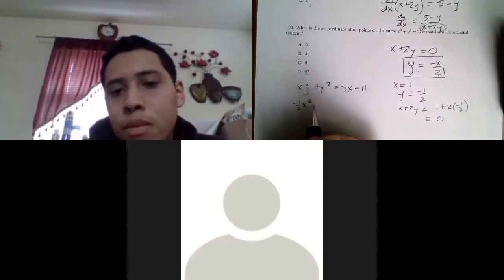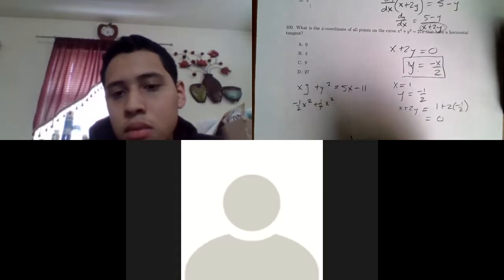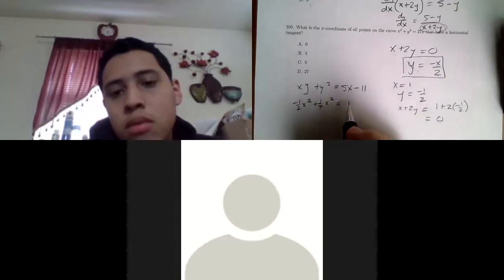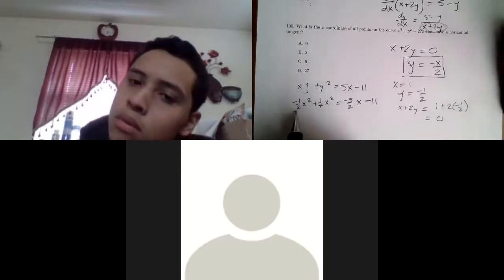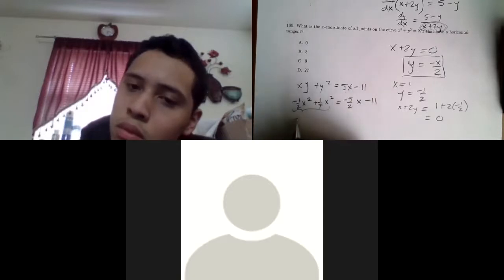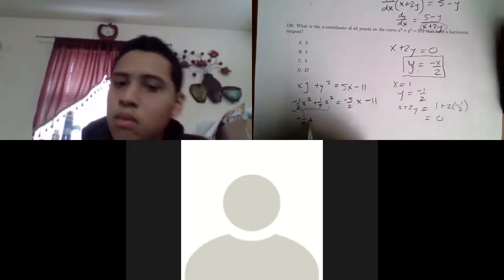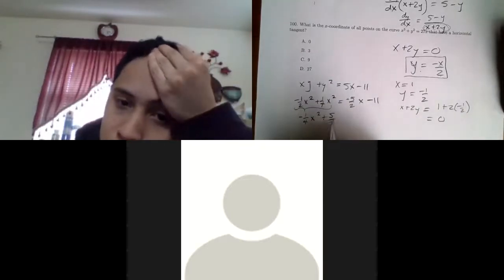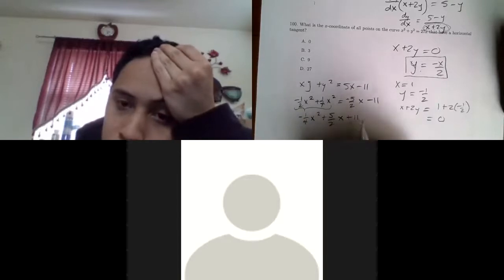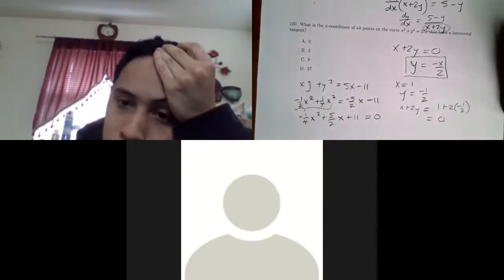Y squared is going to be plus 1/4 x squared. 5 times x is going to be negative 5/2 x. And then, of course, that's just minus 11. We got some like terms here. We can combine negative 1/2 x squared plus 1/4 x squared. It's going to be negative 1/4 x squared. And then I'm going to add 5/2 x to both sides and add 11 to both sides so that we get it as a quadratic equal to 0.